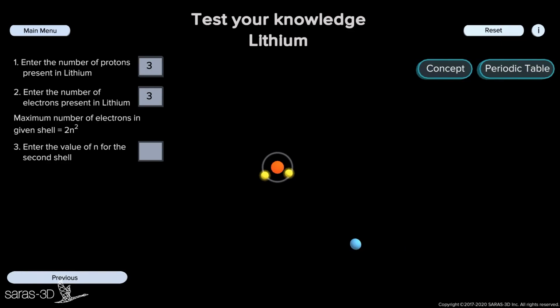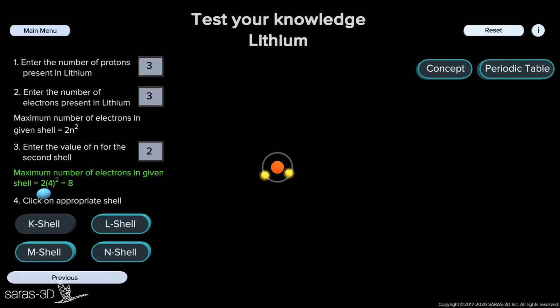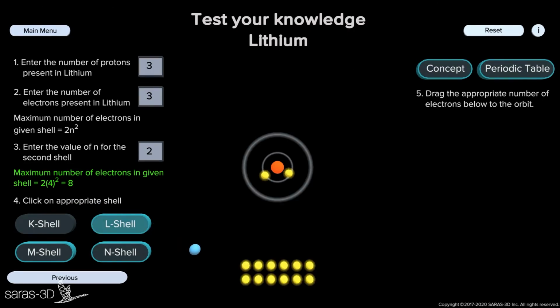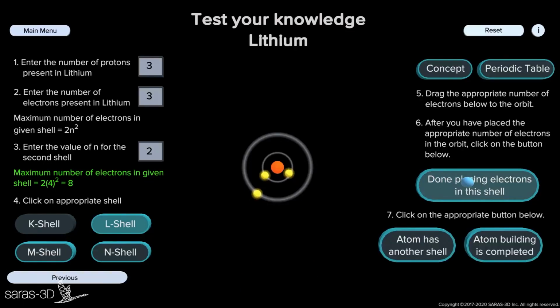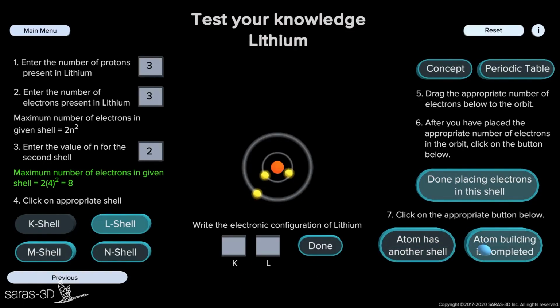So let's select this, this very atom has another energy level. So the value of n will be entered as 2 because it is the second energy level. Now for the second energy level, the maximum number of electrons that can be accommodated here is 8, alright? Now click on the appropriate shell. The next energy level is assigned the letter L. So this is the L shell, that is the second energy level. Now for lithium, how many electrons do we need more? We need just 1 more electron because 2 are already present in the first energy level and we just need 1 more electron in the L shell. So we are done placing the electrons in this shell and the atom building is completed for lithium.